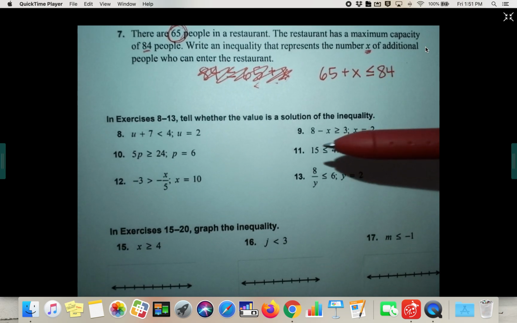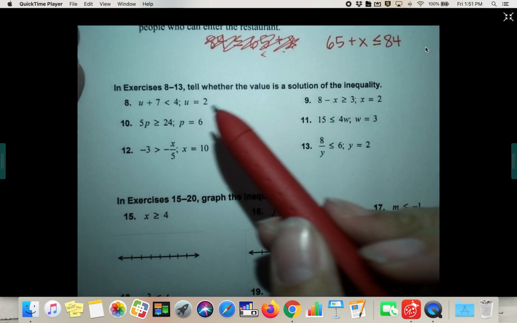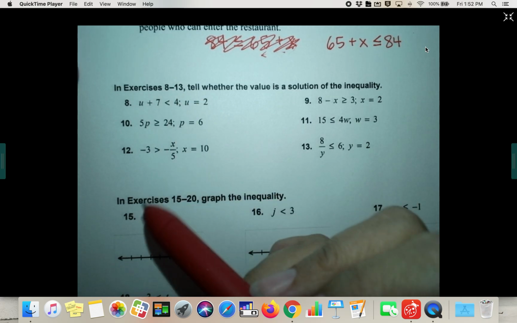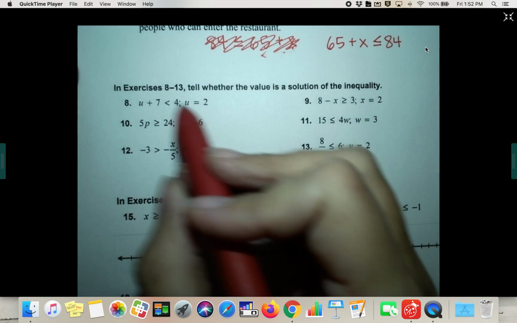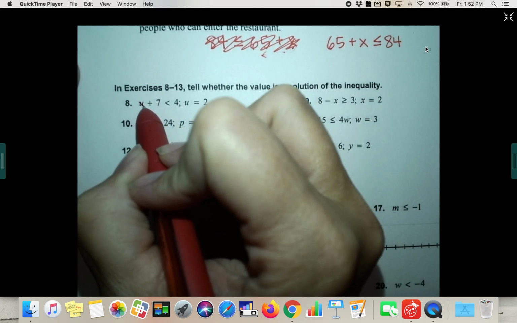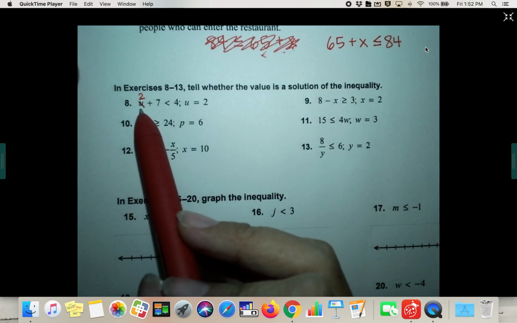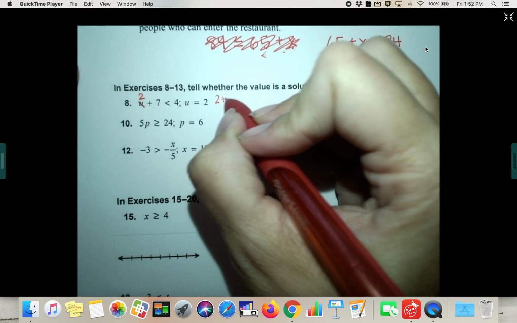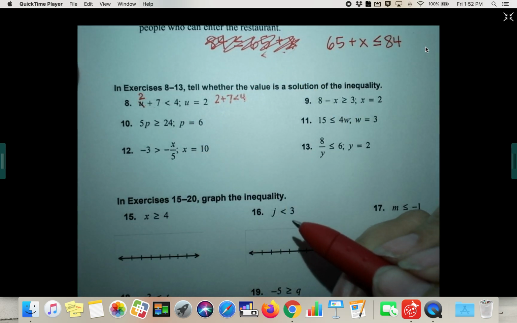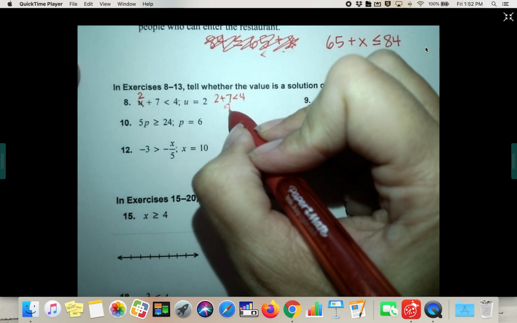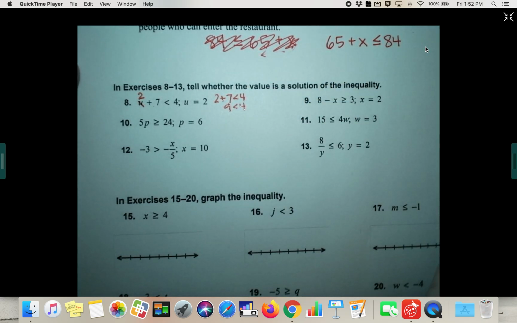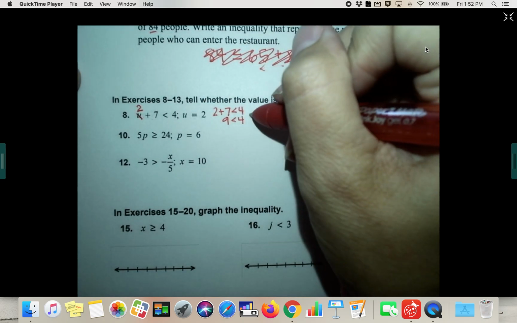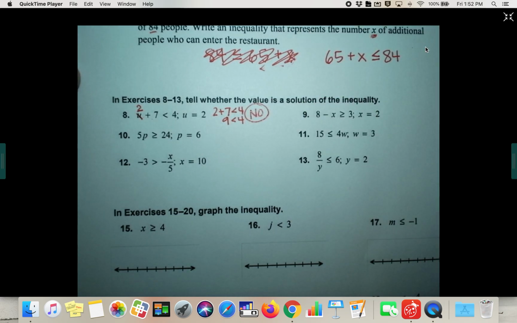Okay, this second section is a little bit different. This actually tells you what U equals, and you need to plug it in over here for U and see if it's true or false. So if U equals 2, then instead of U, I want you to see this as a 2. And then let's figure it out. 2 plus 7 is less than 4. Is 2 plus 7 less than 4? Well, 2 plus 7 is 9. Is 9 less than 4? No, it is not. So 2 is not a solution. So this would be no.